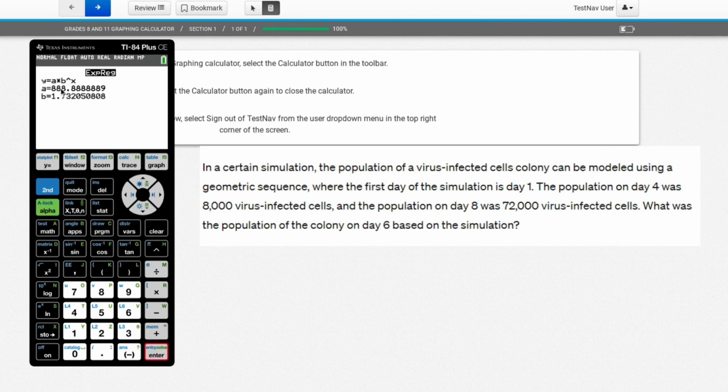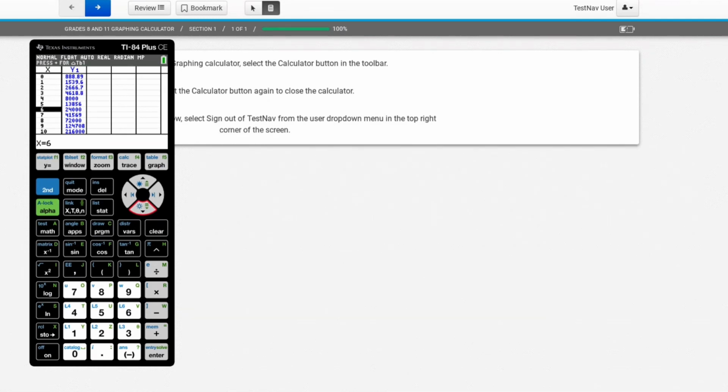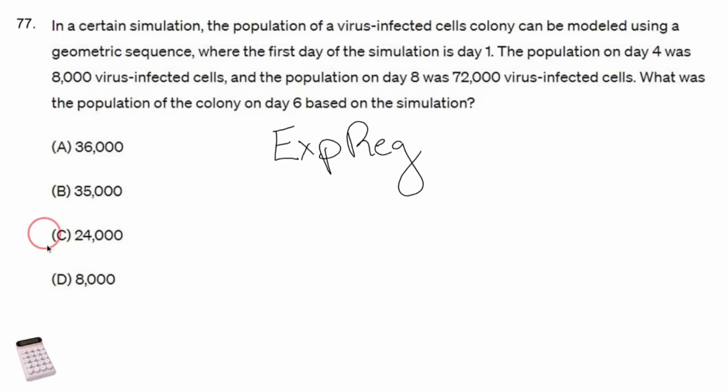So we hit calculate, lots of 8s, 1 point whatever. I don't want to have to write that out or remember that. All I want to do is go to y equals and see that it's there already. So what do I need? I need day 6. Plugging in 6 is an option, but not a fun one. Now that I have that in y sub 1, why don't I go to second table and go down to 6, where it tells me that it's 24,000. So my answer for day 6 is 24,000.